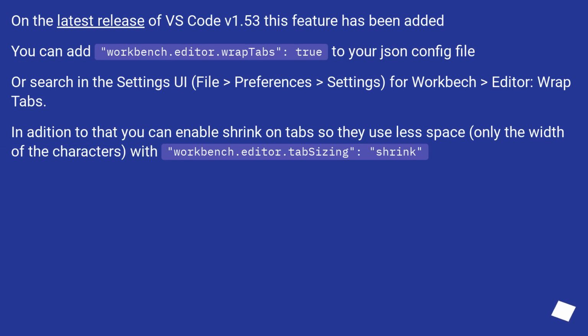On the latest release of VS Code v1.53, this feature has been added. You can add workbench.editor.wrapTabs: true to your JSON config file. Or search in the Settings UI, File > Preferences > Settings, for Workbench > Editor > Wrap Tabs.